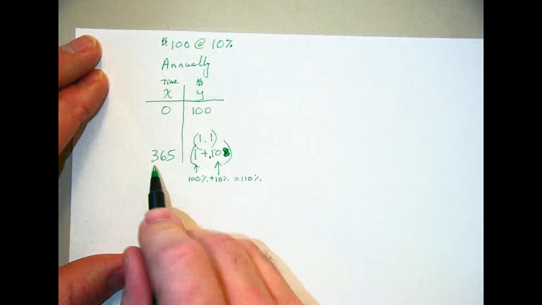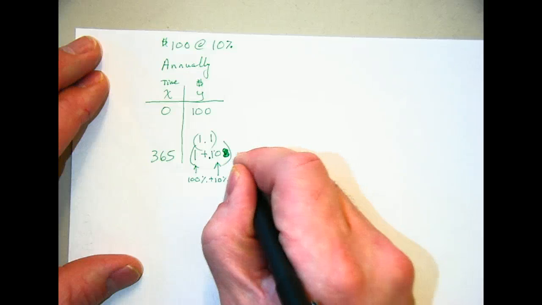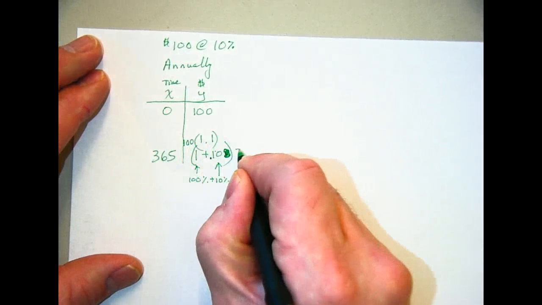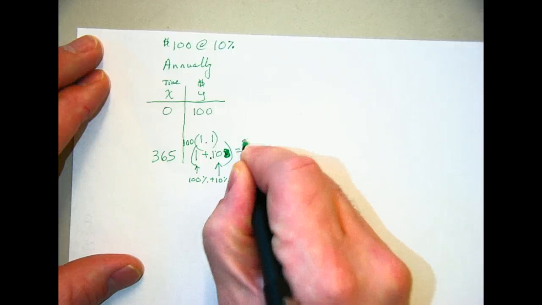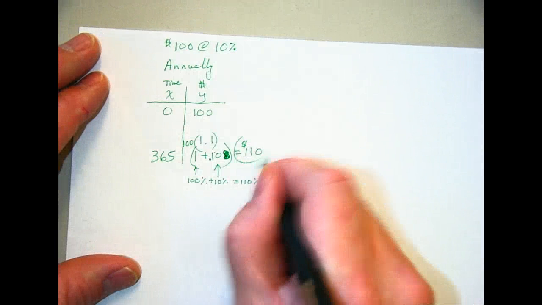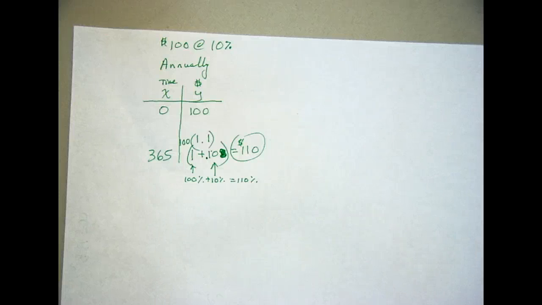If I take my $100 and multiply by 1.1, my total is now going to be 110 bucks. That's how I get that. So after 365 days, I have 110 bucks. Now, most of you are like, dude, you made that way too hard. You just take 10%, add it to 100%, and you get 110 bucks.